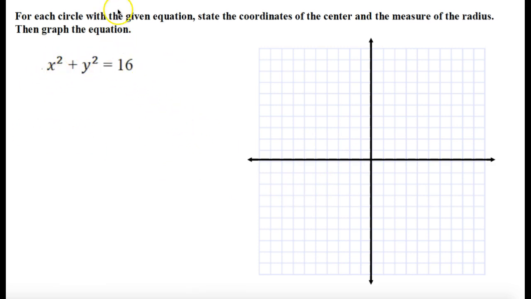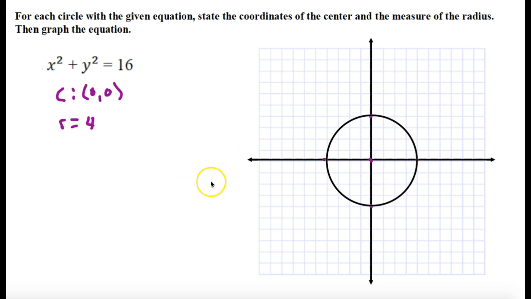How about x squared plus y squared equals 16? So remember, we already talked about if there isn't a number added or subtracted inside here, we can assume that's 0. So my center here would be the point 0, 0, and then my radius would be the square root of 16, which would just be 4. So center at 0, 0, and then I'm going 4 in each direction. So then we should get a circle, something like that. All right.